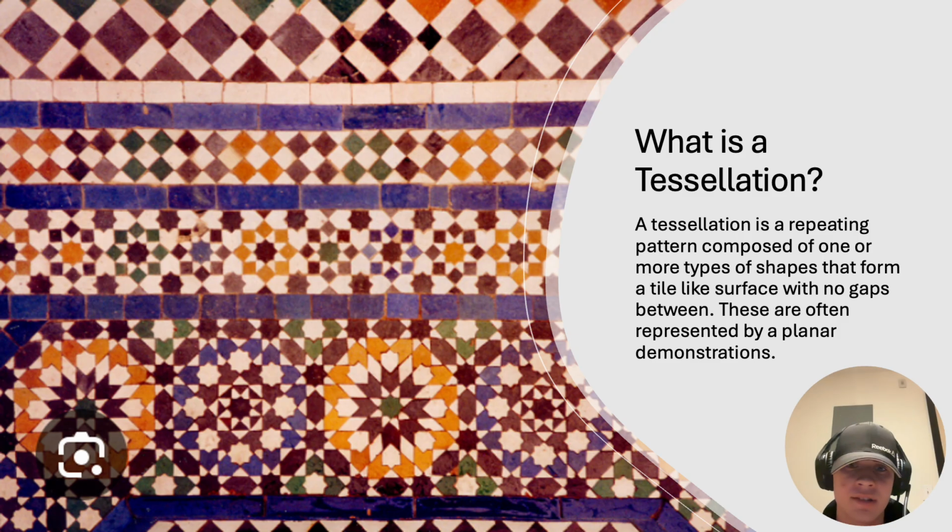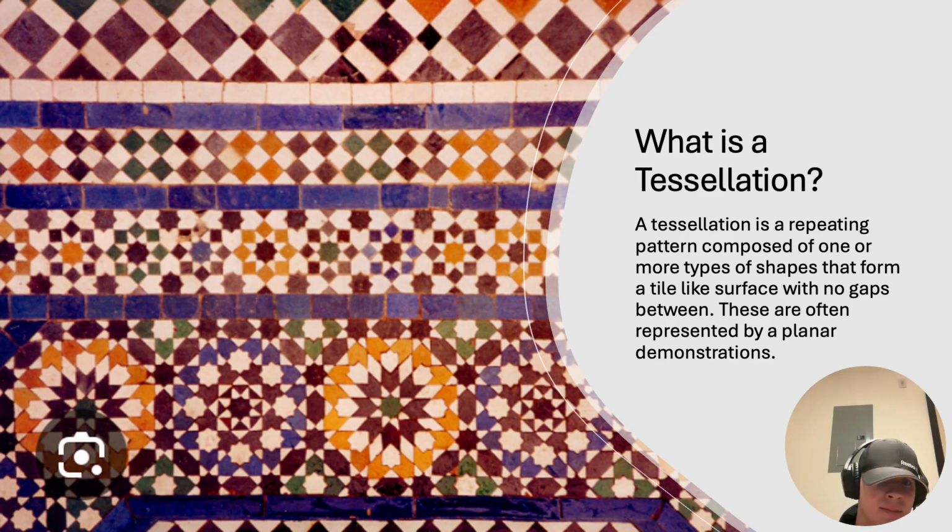The first topic we're going to discuss is what is a tessellation? A tessellation is a repeating pattern composed of more than one type of shape that forms a tile-like surface with no gaps between. Often throughout the presentation, I may refer to them as tiles. Just know that I mean tessellations.